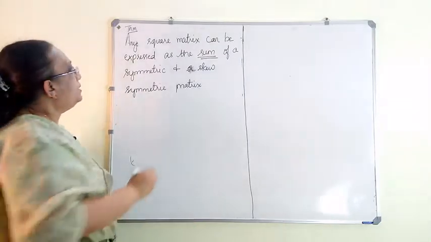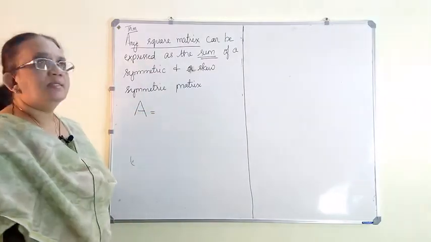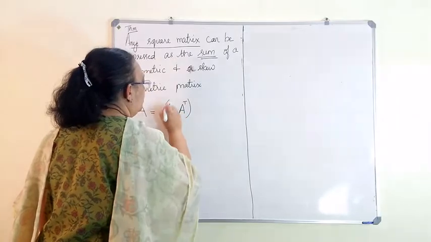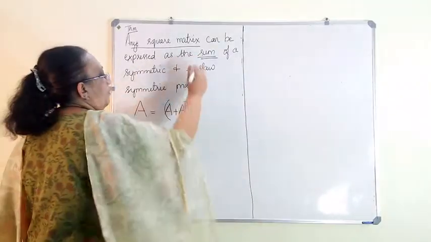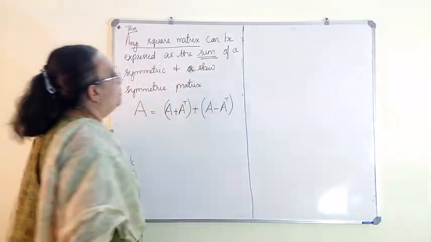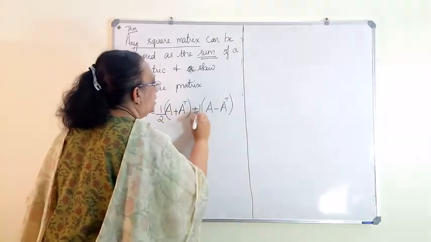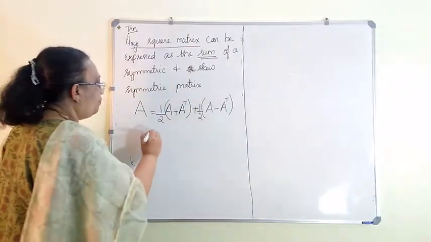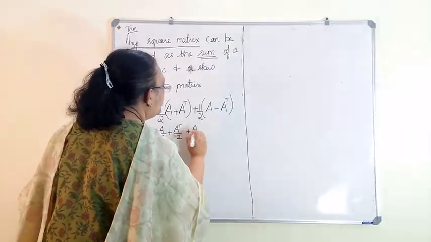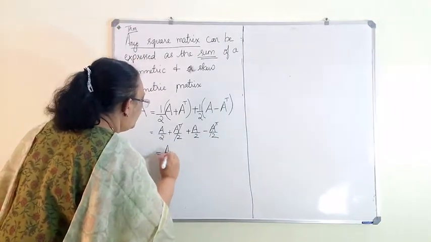So, what they have said, any square matrix can be expressed as the sum of a symmetric. Just now we have proved A plus A transpose is symmetric, and A minus A transpose is skew symmetric. But you add a scalar along with it because it doesn't make any difference. When you expand this, you get A by 2 plus A transpose by 2 plus A by 2 minus A transpose by 2. A by 2 plus A by 2 is equal to A.